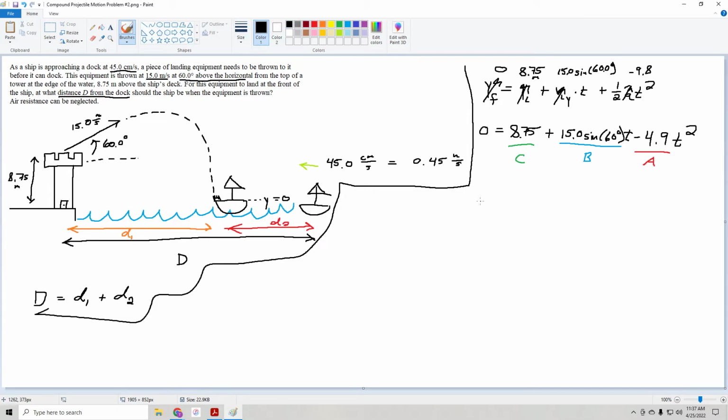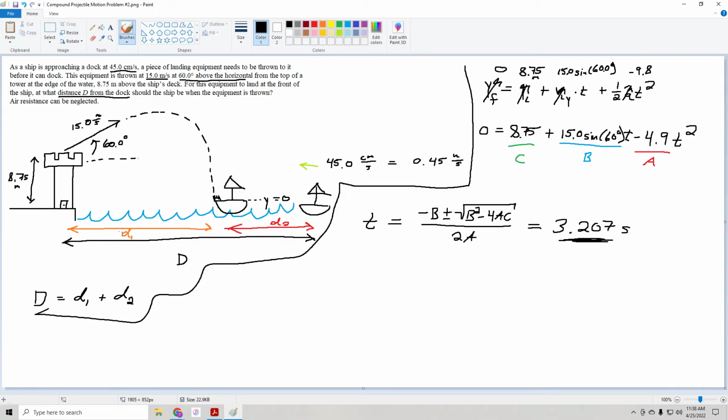And what do we do with A, B, C? Remember, we use the quadratic formula to solve for the amount of time it takes for the landing equipment to hit the ship. And how does that go? Well, the time is equal to minus b plus or minus the square root of b squared minus 4ac over 2a. I will leave it up to you to plug all this information in and get the 2 times. One will be negative, which is non-physical, and we will throw away. The other time that we get is 3.207 seconds, around there, and we will be keeping this time.